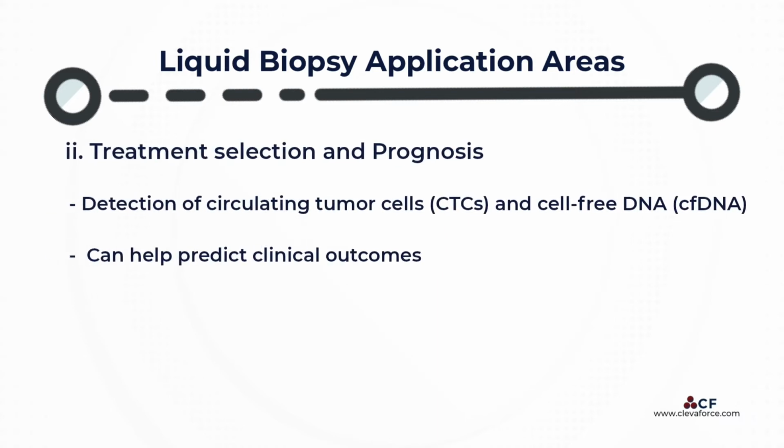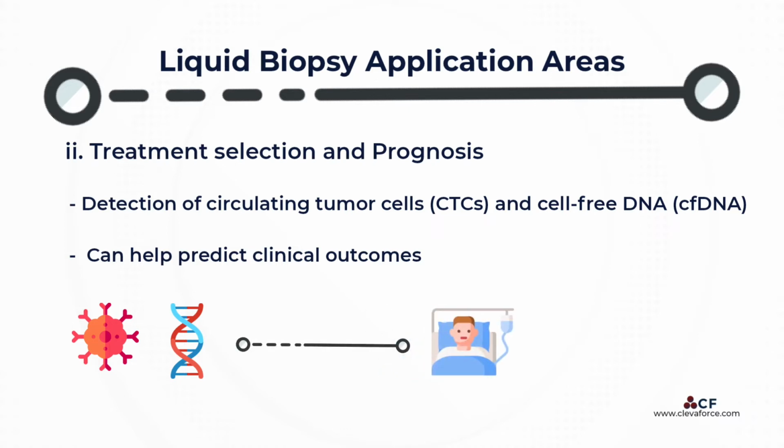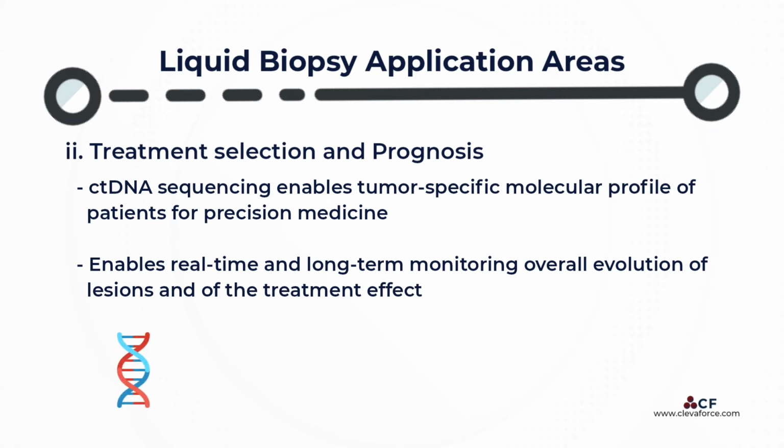Treatment selection and prognosis. The detection of circulating tumor cells, CTCs, and cell-free DNA, cfDNA, can also be used to select treatment and assess disease prognosis. Studies have demonstrated that in addition to the detection of mutations in cfDNA, the number of CTCs at baseline and throughout treatment can be predictive of clinical outcomes. For example, ctDNA sequencing enables tumor-specific molecular profile of patients to guide targeted therapy for precision medicine.